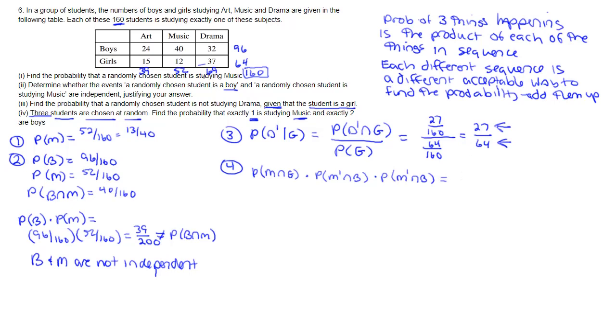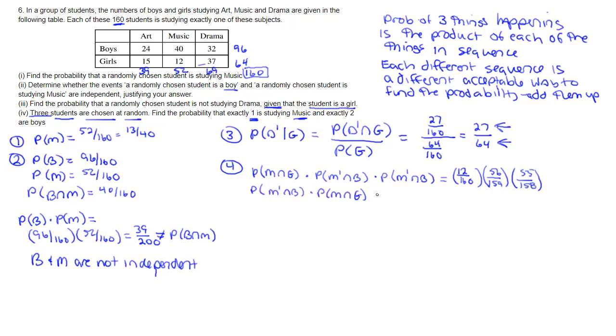my table here. And music and a girl, well, that's 12 out of 160. And not music and a boy, that's going to be 56 out of 160. And then not music and a boy, well, now we've taken away open. And see, I forgot, we've taken away one person each time, so these we have to reduce to 159 and then 158. And see, the thing is, now I've got to ask myself, well, there's different sequences I can do this.